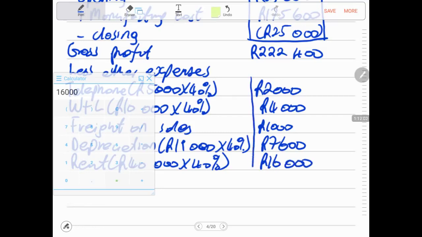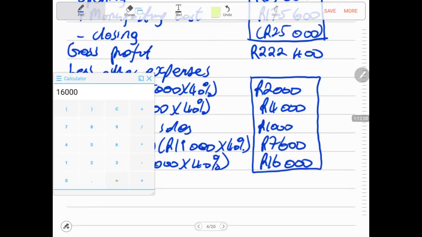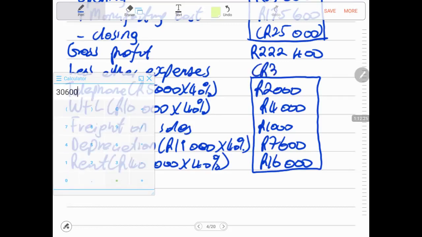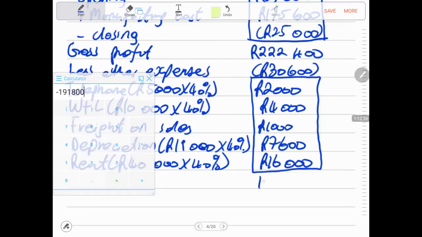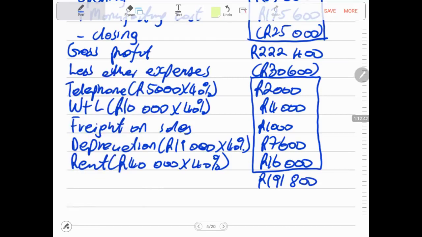So now these are the costs that are not related to manufacturing, meaning they are other costs. So now I have to add all of them: 16,000 plus 7,600 plus 1,000 plus 4,000 plus 2,000, and this gives me a total of 30,600 rand, minus the gross profit of 222,400, and this is an amount of 191,800. This is a profit.